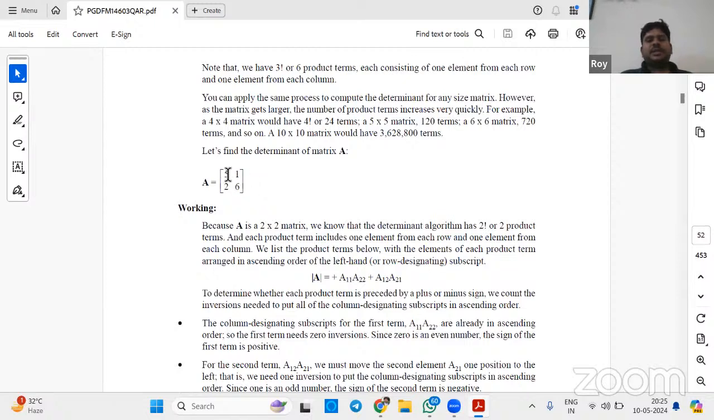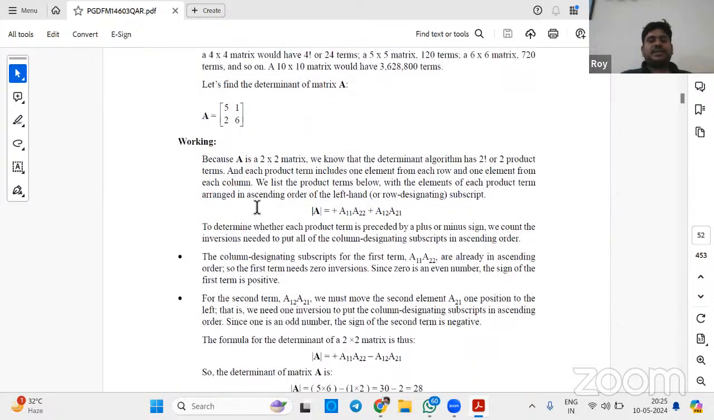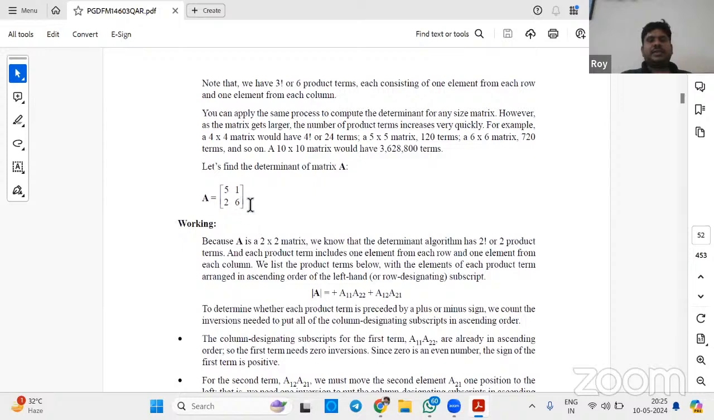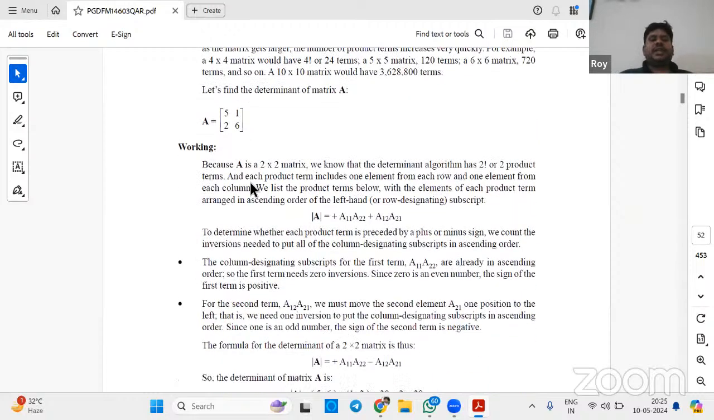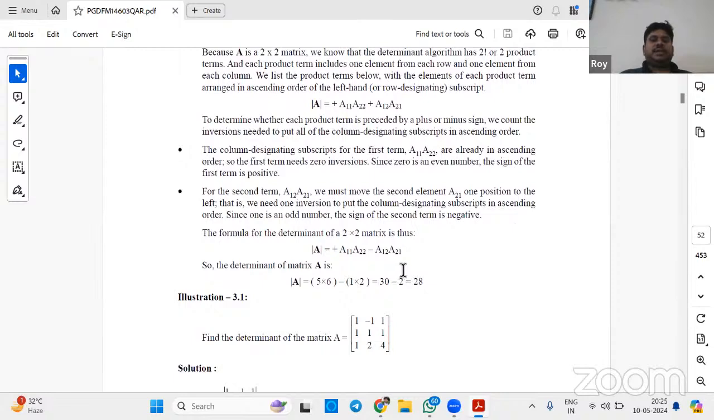Very simple, no? Diagonal. 5 into 6, sorry, 5 into 6. Can someone tell me what is the determinant of A? Am I audible? Yes, sir. 5 into 6 minus 2 into 1. 28. Very good. Diagonal.